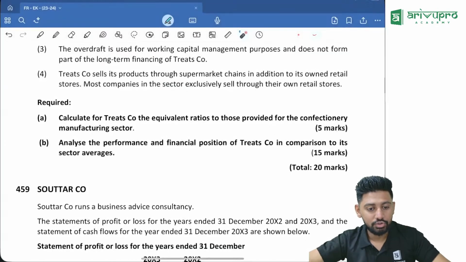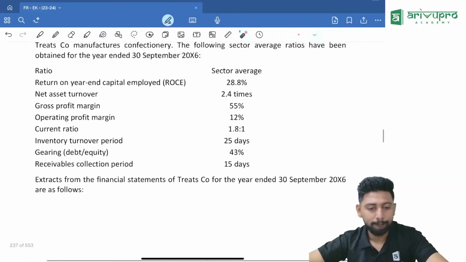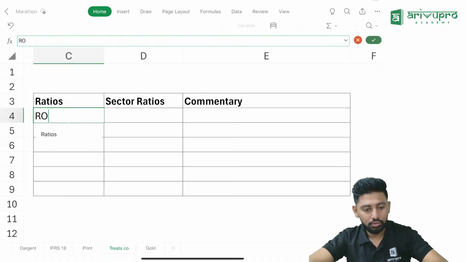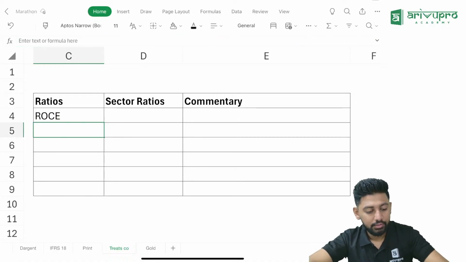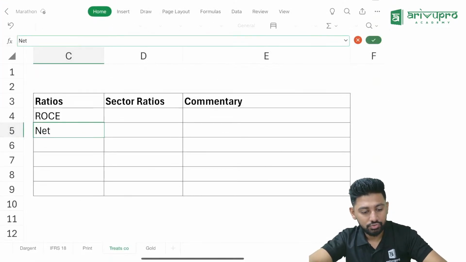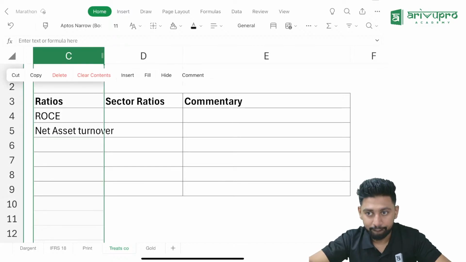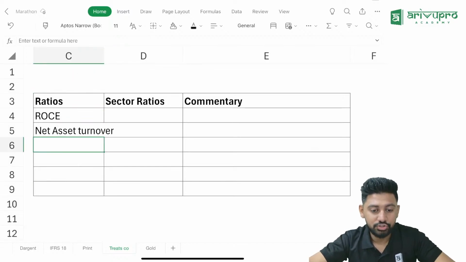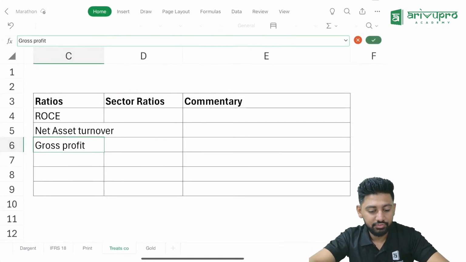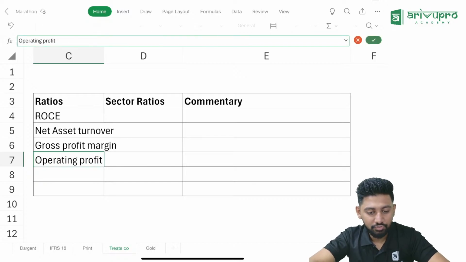So what are the ratios that are required from me to calculate? My ratios are going to be ROCE, return on capital employed. They say net asset turnover. We've looked into all these ratios individually before, and we've done questions also. We know the formulas, and then we have gross profit margin, and then we have operating profit margin.